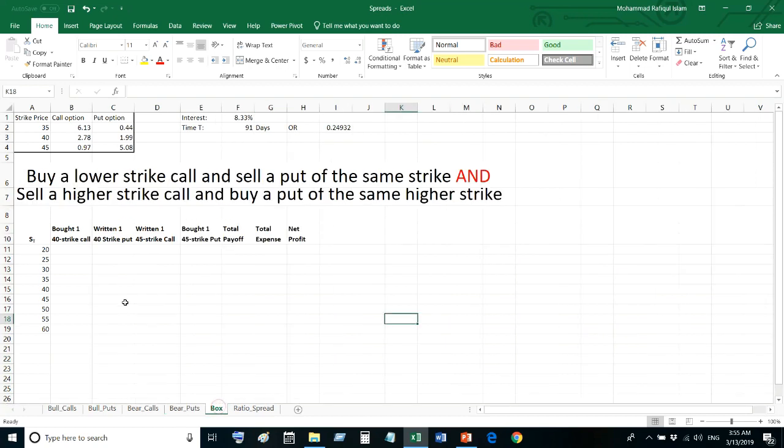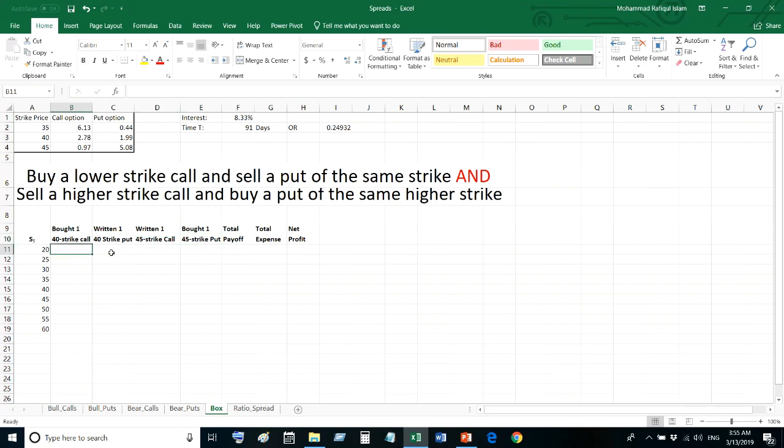So let's make a box spread. This is kind of complicated, so let's see how it works. Buy a lower strike call and sell a put of the same strike. So we bought a 40 strike call and wrote a 40 strike put, and then sell a higher strike call and buy a put of the same higher strike. So we wrote a 45 strike call and we bought a 45 strike put. That's how a box spread works.